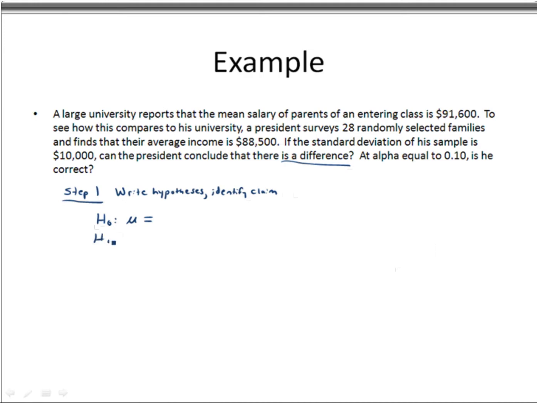Remember that your null hypothesis, the H sub 0, has to have the equal to option in it. And so the null hypothesis is that the average is actually equal to the 91.6 that was proposed. The alternate hypothesis is that the average is actually different than the 91.6, and so not equal.